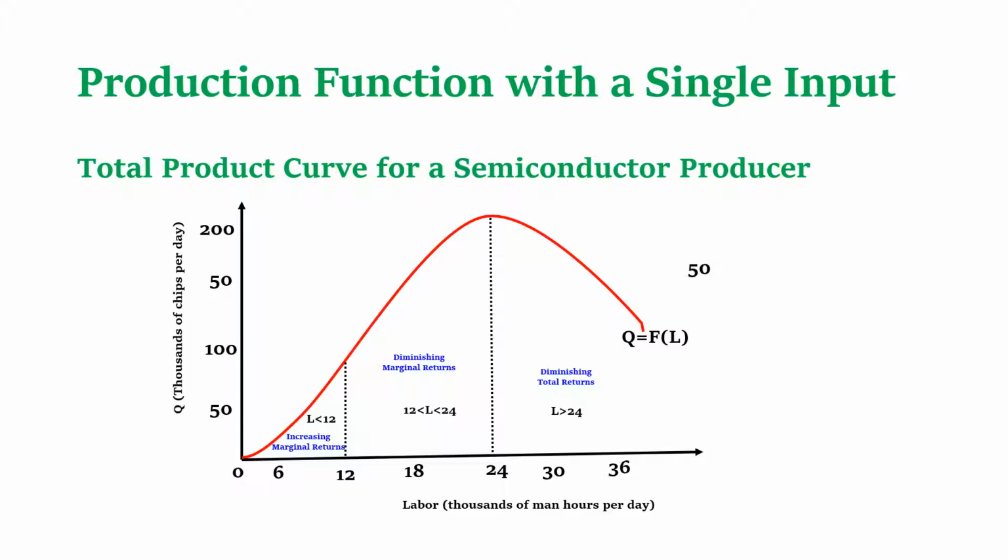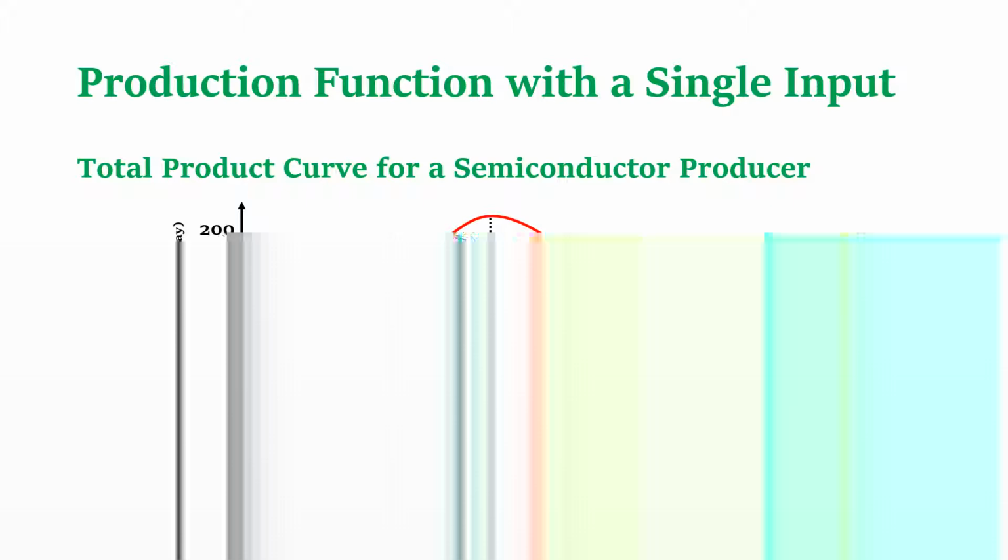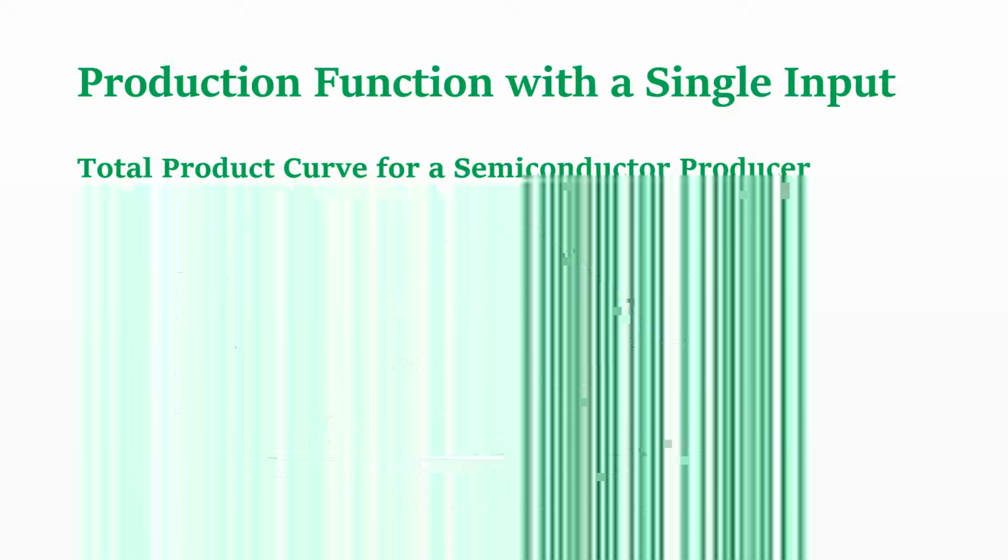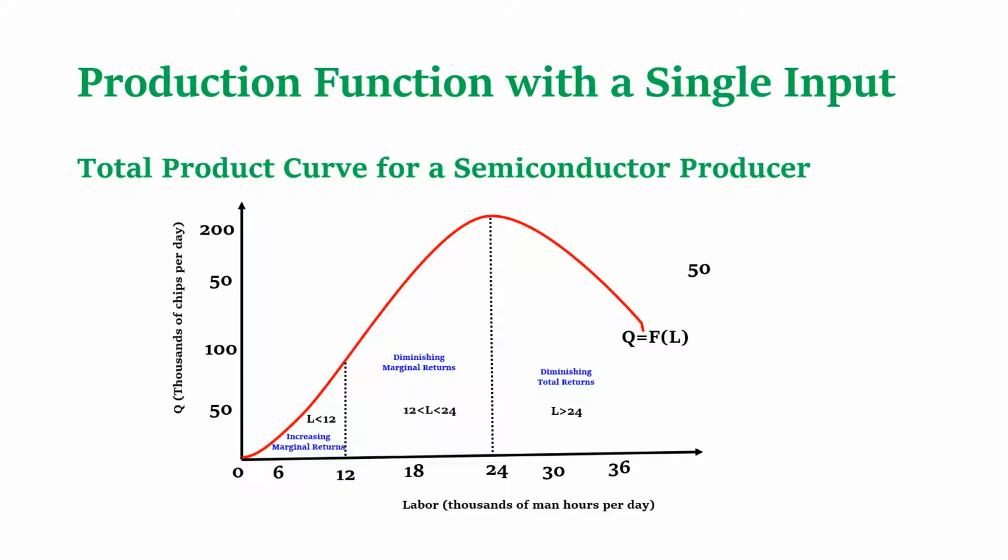That is between L equals 0 and L equals 12. Now think about this one. So when there are increasing marginal returns to labor, right? So an increase in the quantity of labor increases total output at an increasing rate.